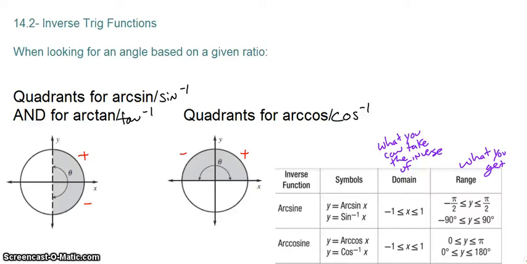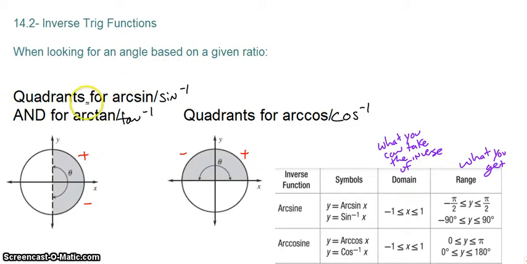Hello everyone, so today we're going to be talking about inverse trig functions, which most closely goes with 14.2. What inverse trig functions are is we are looking for the angle based on the given ratio. So with regular evaluating with trig functions, we would say, what's the sine of 30 degrees? For the inverse, we would instead say, what's the inverse sine of 1/2, and then you would give me 30 degrees. So we're looking for the angle instead of the ratio.